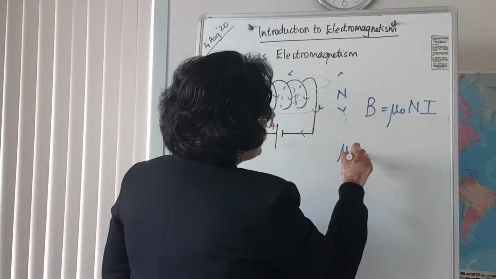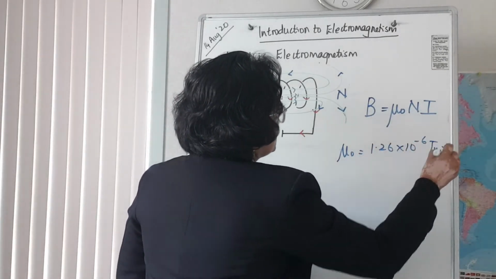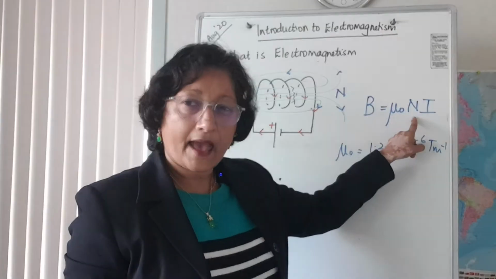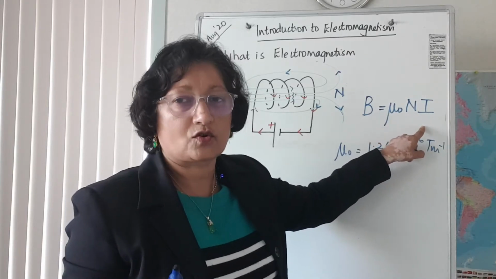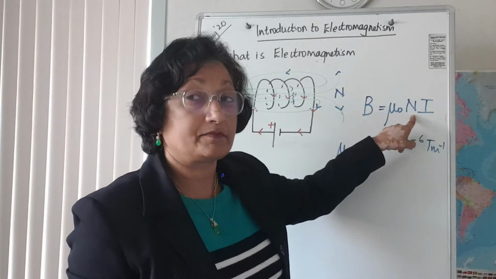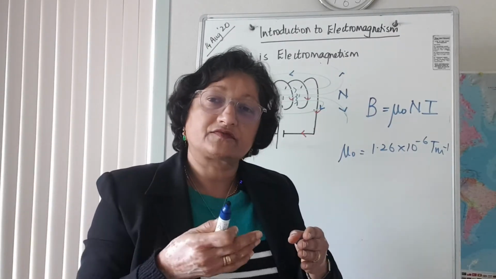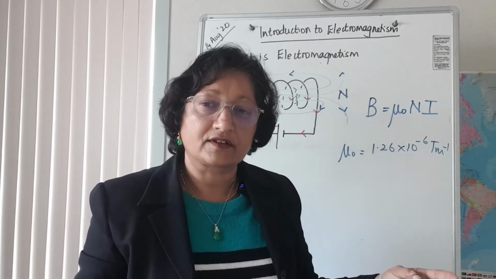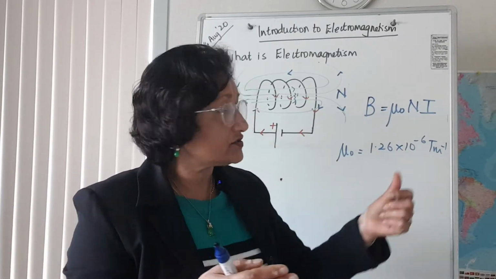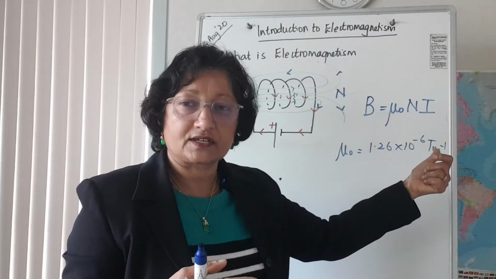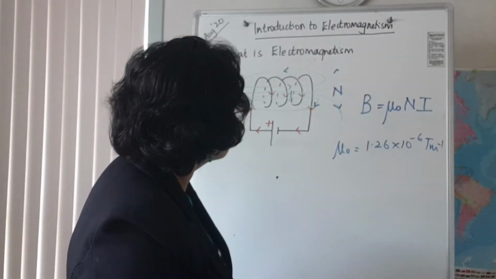Your mu naught is the permeability of free space, which is 1.26 times 10 to the power of negative 6 Tesla per meter. Now the capital N stands for the number of turns per meter, how many turns of the coil there are, but it's the number of turns per meter. Okay, and I stands for your current. So the more number of turns there are, the more coils you have, the longer the wire. So you could have a loosely coiled wire or tightly coiled wire. So that's why the N represents number of turns per meter. Okay, right. So this bit was kind of like a revision.